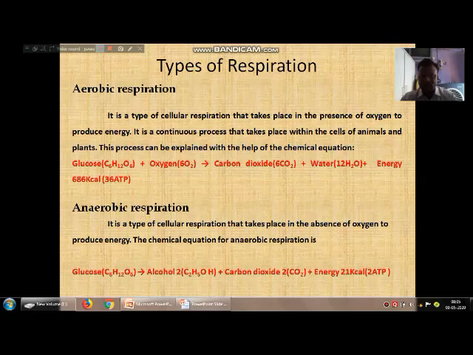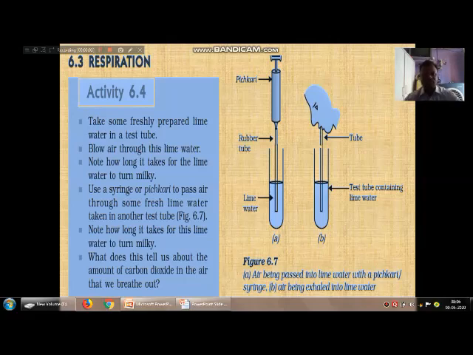To prove this, we are explaining with one activity. This is the activity which explains the carbon dioxide released in aerobic respiration. Here you can observe Activity 6.4, which is there in your textbook. Take two fresh test tubes. Into each test tube, take some amount of lime water, and in one test tube you can take the syringe and apply some amount of air into the lime water, and you can observe that the lime water will be converted into a milky white precipitate.